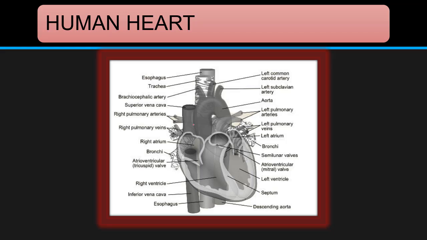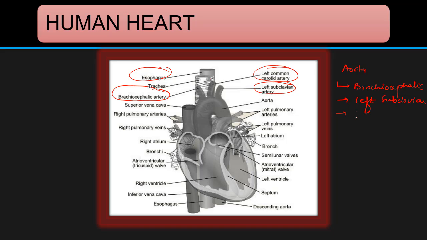Okay, this is the human heart. You can see this is the esophagus at the back. This is the trachea, and these are the three parts of the great blood vessel, the aorta. That is the brachiocephalic artery, left common carotid artery, and left subclavian artery. So the aorta has three main branches: brachiocephalic, left common carotid, and left subclavian.